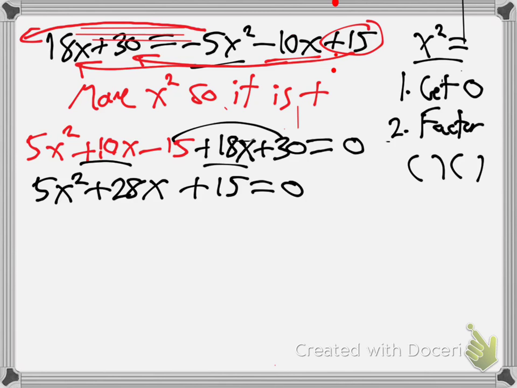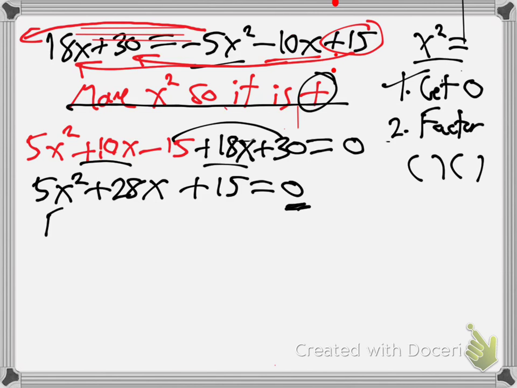So we did step one. Check. We got a 0 on one side and we moved x squared so it is positive. We don't like x squared being negative. It's just hard to deal with. So we move it to the side where it'll be positive. It had to jump to the other side. So everything jumped to the other side. And we got a 0 on the right side. Okay, now we've got to factor.